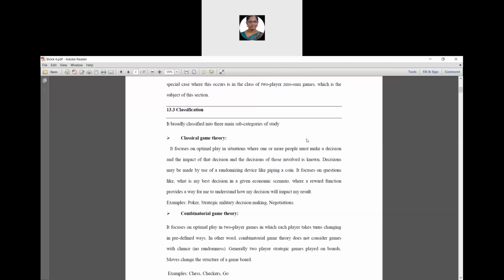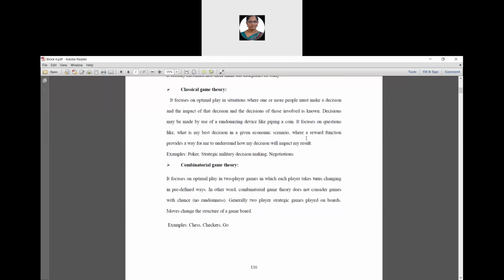So examples for this classical game theory are poker, and in military some strategic decision makings they have. That is also an example for classical game theory. And negotiations.